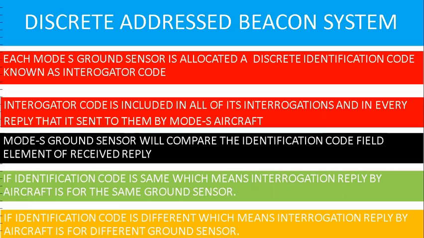The Mode S ground sensor will compare the identification code field element of the received reply, and if the identification code matches, it will accept the received message. And if it is different, which means the interrogation reply by the aircraft is meant for some other or some different ground sensor, thus it will ignore this reply from the aircraft.